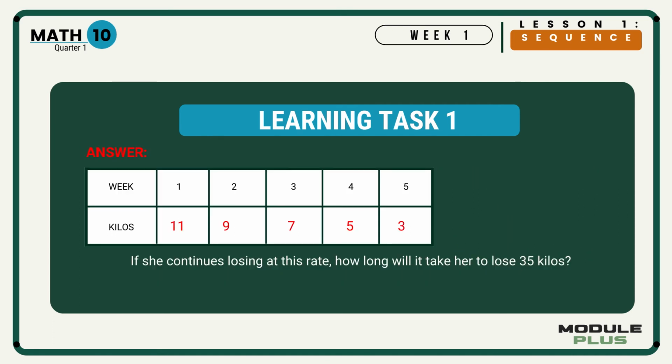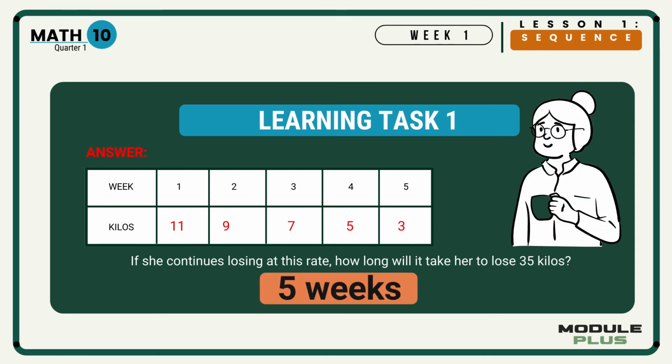So, back to the question: if she continues losing at this rate, how long will it take her to lose 35 kilos? What is your answer? The correct answer is 5 weeks. She will lose 35 kilos on the 5th week. Is your answer the same? You've done a great job. If not, now you know what the right answer is.